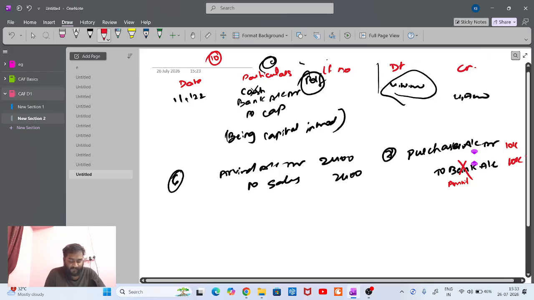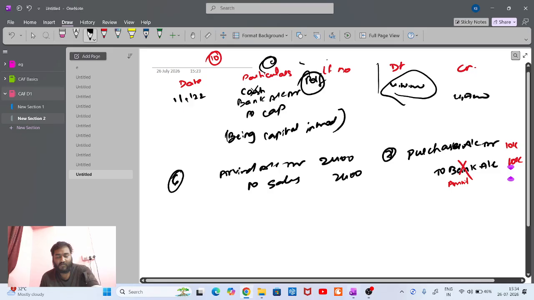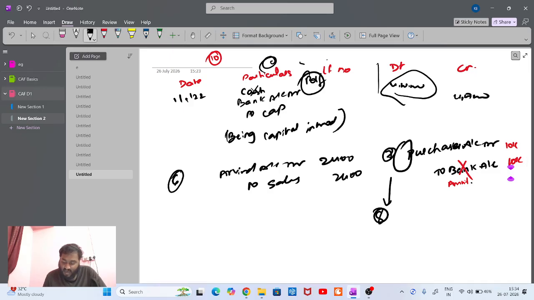10K. Okay. So the next journal entry is returned goods to Amrit. We purchased for 10,000 and we returned goods of 500 rupees. What do we do? We purchased 10,000 and returned goods. We have to pay 10,000 to Amrit, right? Amrit is credit balance. He is a trade payable. He is a creditor. He has credit balance.